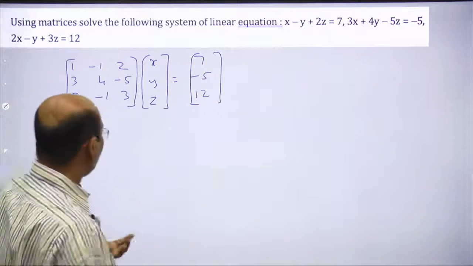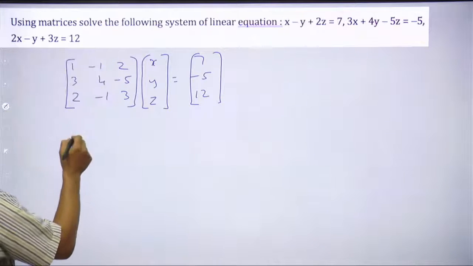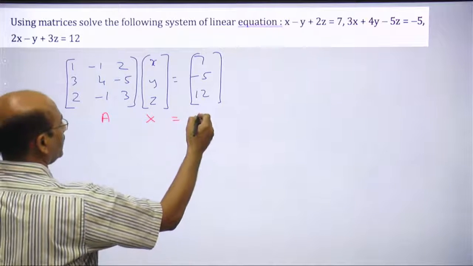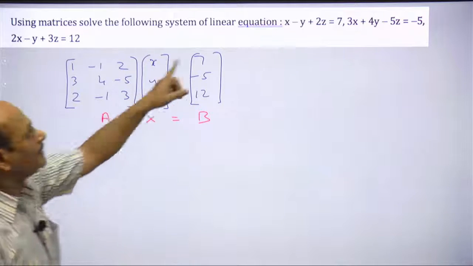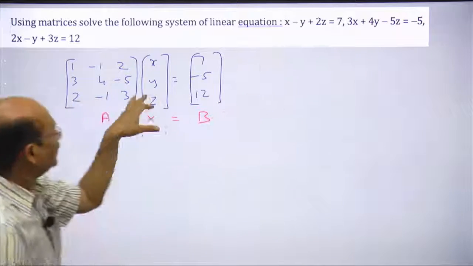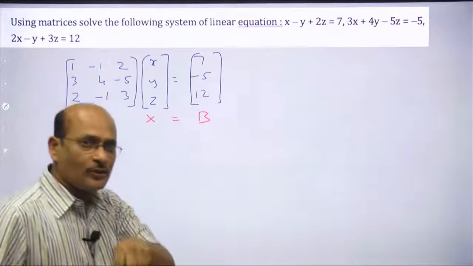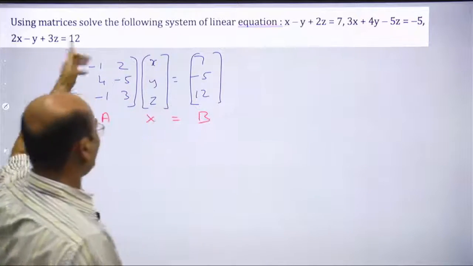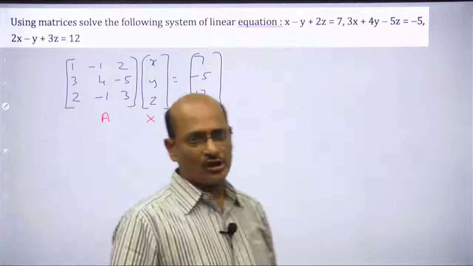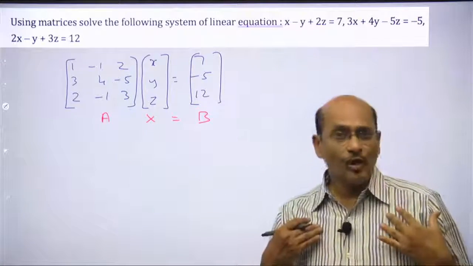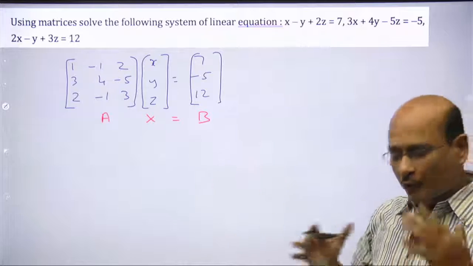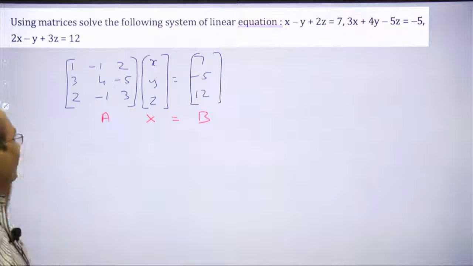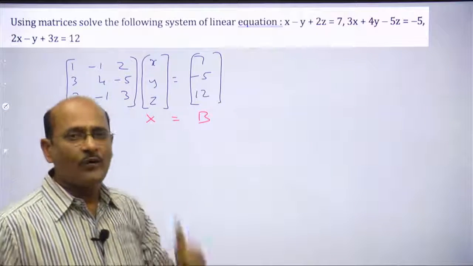Now once you get this, you have to put across AX is equal to B. Remember, the A matrix is always the coefficient matrix of x, y, z. X is the unknown matrix which you are supposed to find, and this is the constant matrix. So 7, minus 5 and 12 are the constants given in the system of equations. Now I don't know whether the solution exists or not. Your first step is to find the determinant of this matrix. Can you find the determinant on your own and tell me the answer?